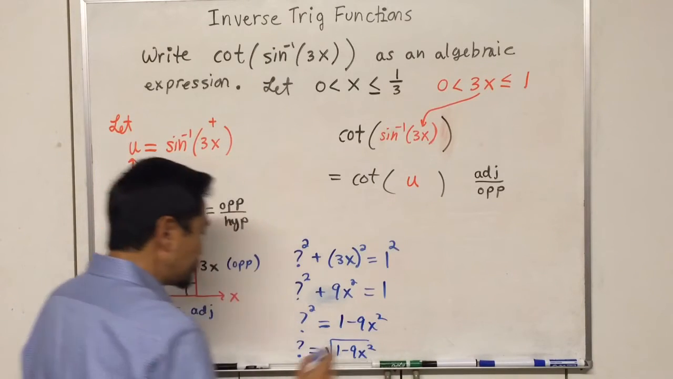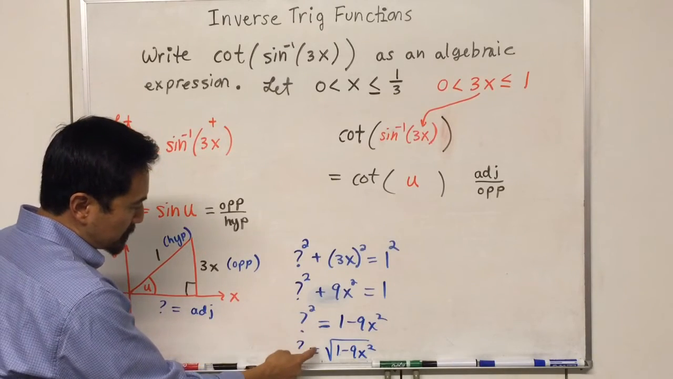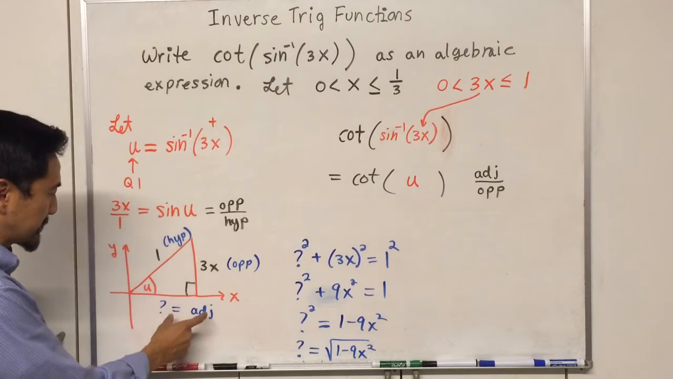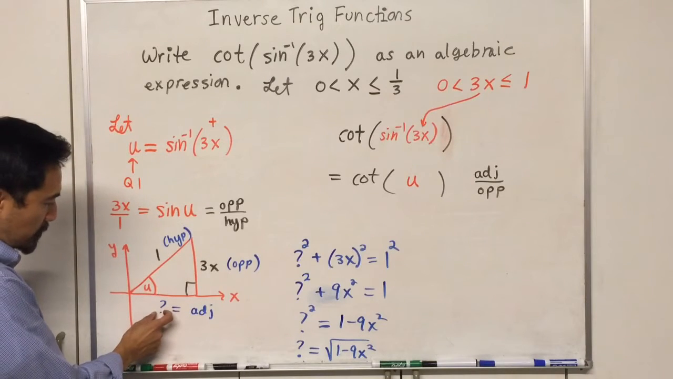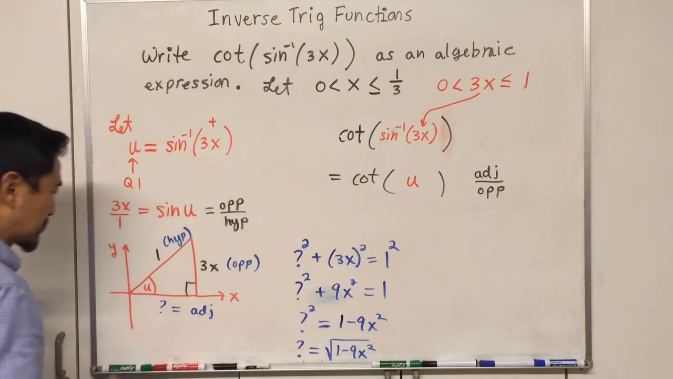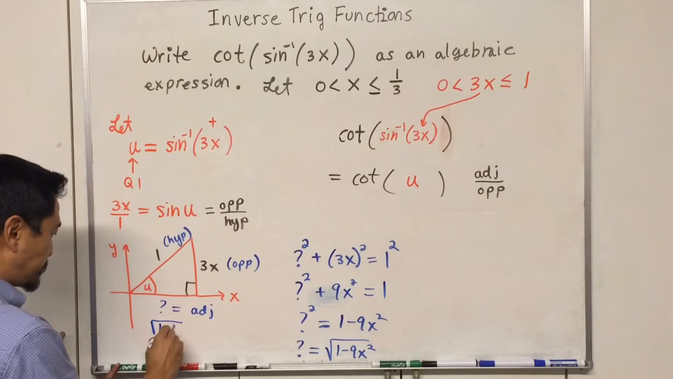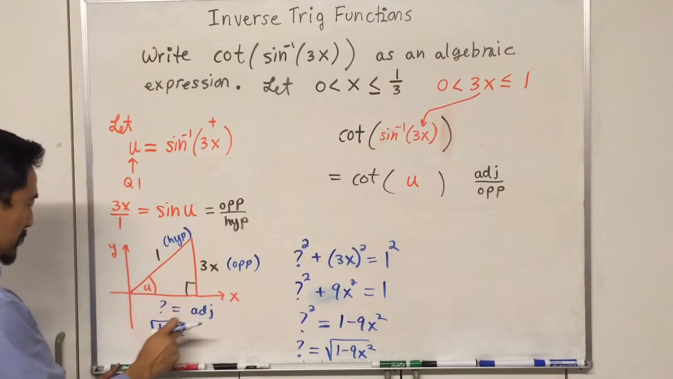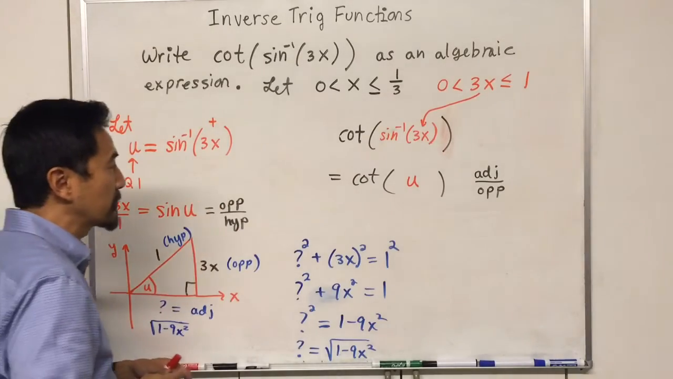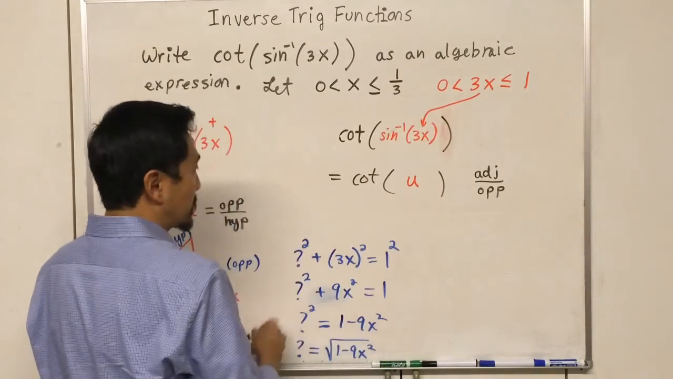Now, if I apply the square root, you would agree that there are two solutions, a positive and a negative. But in this example, the question mark represents the length of a side of a triangle, so it would have to be the positive. So now we know what the adjacent side is. All right, so now let's go back over here. We've got the cotangent of angle u.